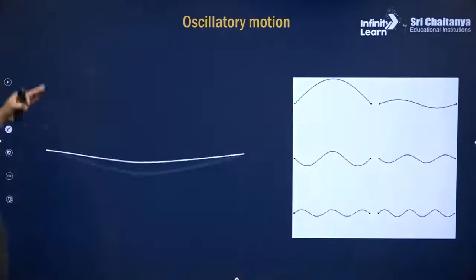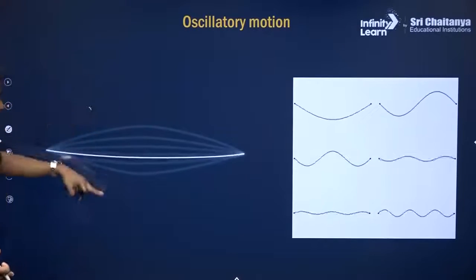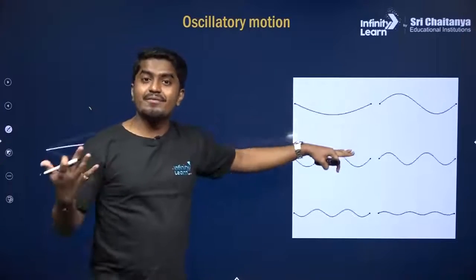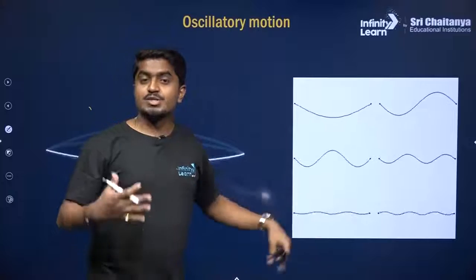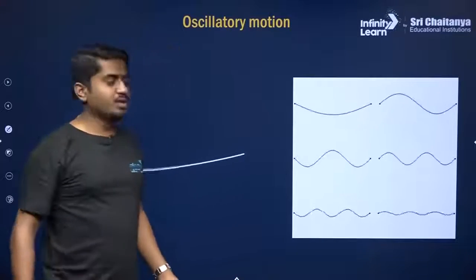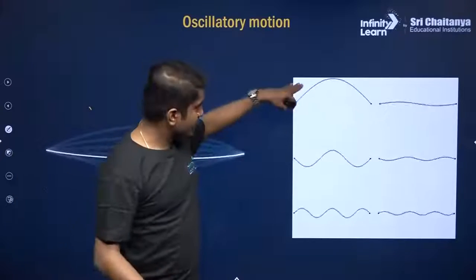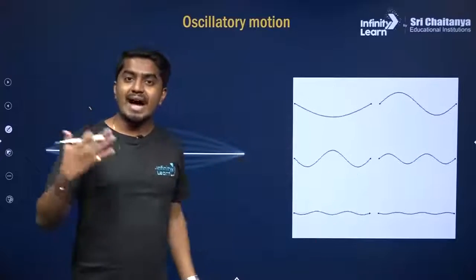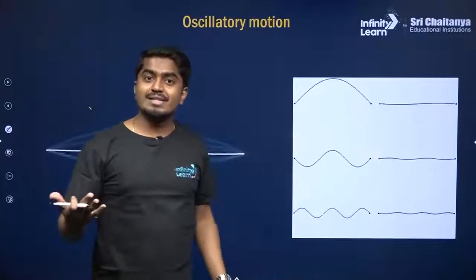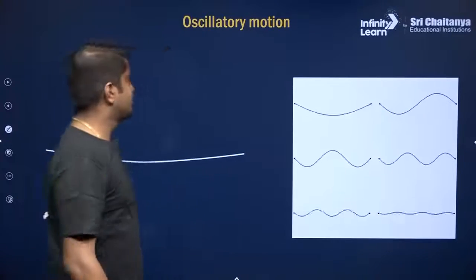The next one is also oscillatory or vibrational motion. You see this string is vibrating. Here the strings are vibrating in different shapes or different forms. So these are vibrational, also called oscillatory motion. These are also called waves on a string. You are going to learn all this in higher grades. These are the different kinds of waves that can be produced on a string.